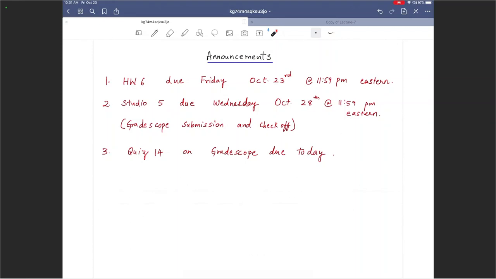If you use the help sessions on Sunday as well as Tuesday to work on the studios and get them checked off even before Wednesday, if some of you can do that, that will be a good idea, so that it's not a bottleneck on Wednesday. But it is due the next Wednesday, October 28th.